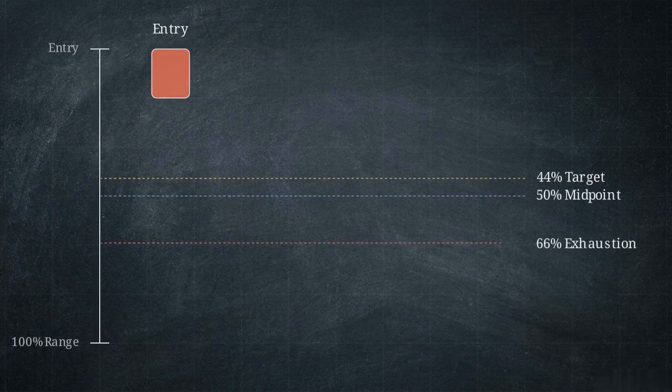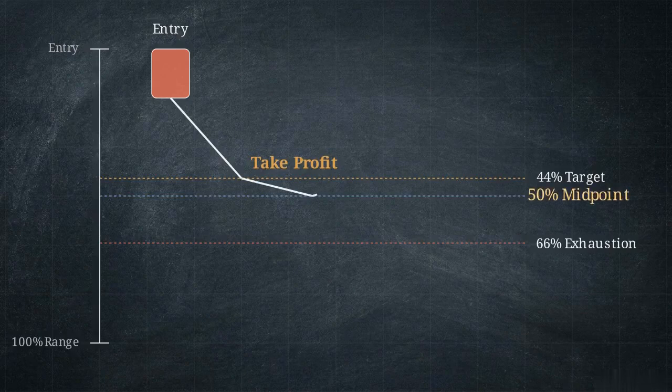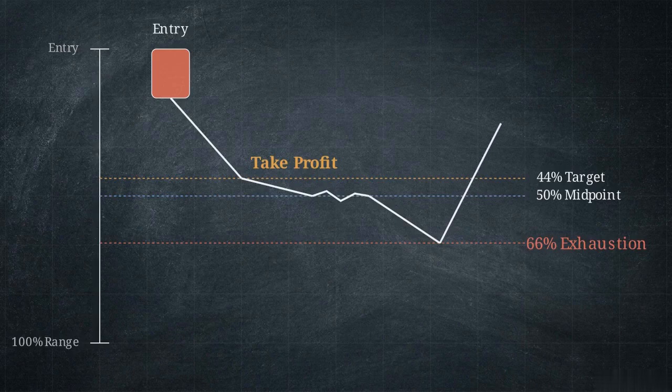The indicator generates targets automatically. The first is the 44% line to take initial profits. The second sits at the 50% midpoint, where price often pauses. Finally, monitor the 66% zone. If it bounces, the move is exhausted. If it breaks, the trend reverses.